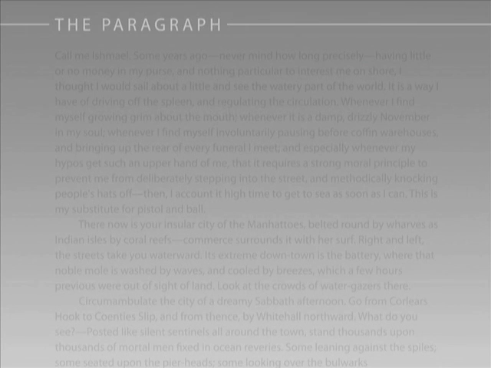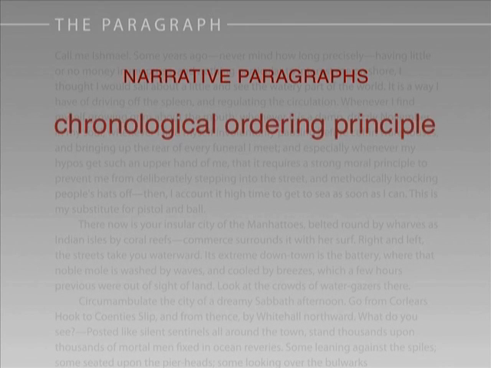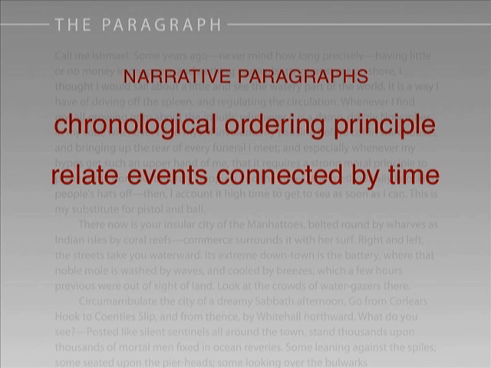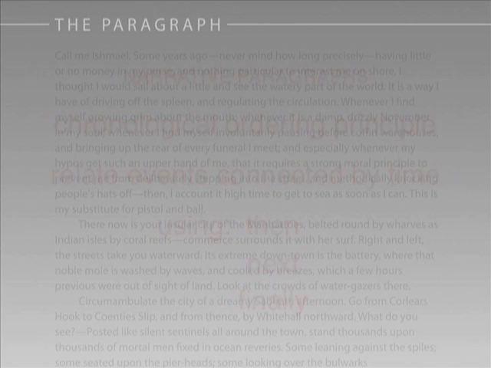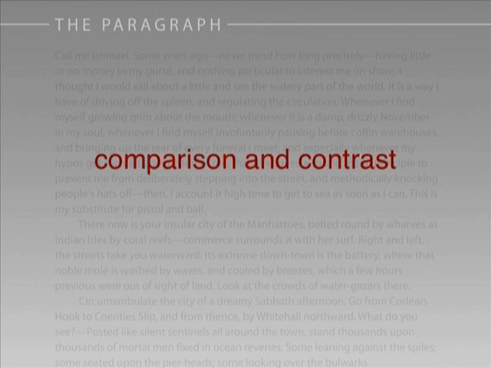One way to achieve coherence is to decide on an ordering principle for the ideas in your paragraph. This relates to the patterns of development we talked about in the third video. For example, narrative paragraphs use a chronological ordering principle and usually relate events connected by time. You'll often find narrative paragraphs using transitions like then, next, and finally. There are many other ordering principles used to create coherent paragraphs, including comparison-contrast and cause-effect methods.